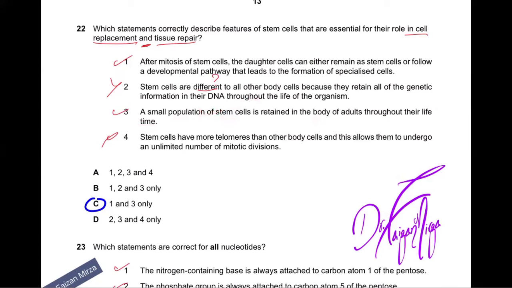Stem cells have more telomeres than the body cells. This allows them to undergo a limited number of mitotic divisions. This can qualify for replacement, but not for tissue repair. It's not a relevant option as far as tissue replacement, cell replacement, and tissue repair are concerned.